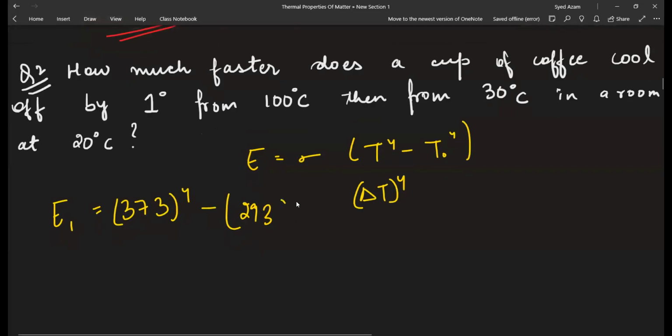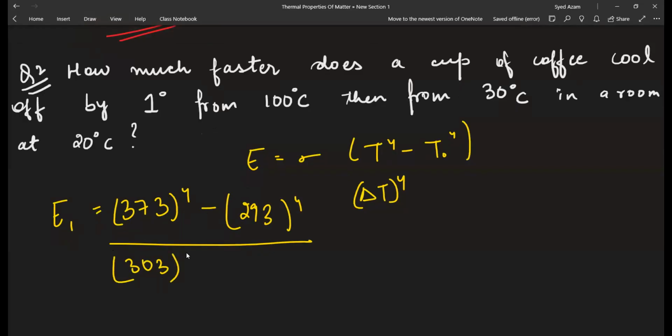Divided by the next one, which is 30 and 20. So 303 Kelvin to the power 4 minus, again, it will be 293 only, so 293 to the power 4. This you have to solve and just check. The answer should be around 11.32.